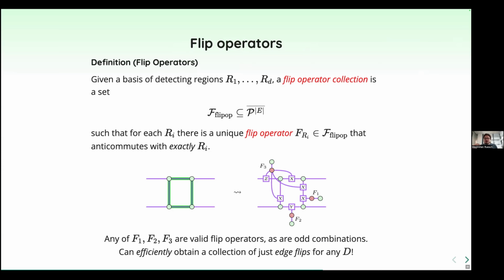One thing that you can prove again is that you can efficiently obtain a collection of flip operators for any diagram D such that these flip operators are just edge flips. That is, if you allow mutating the basis of detecting regions that you're considering along the way.